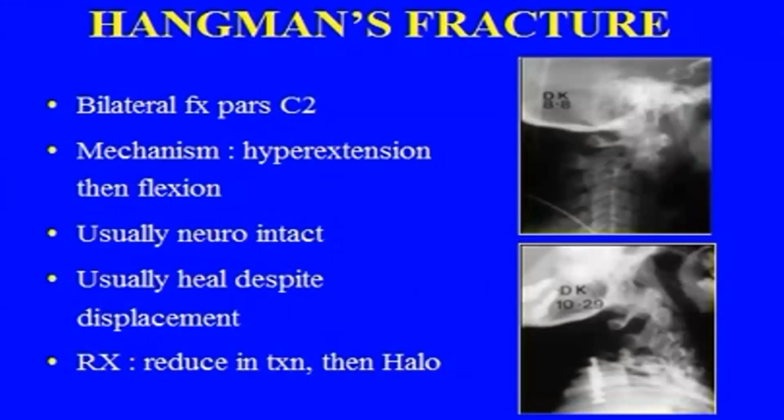Bilateral fracture of the pars of C2 is known as hangman's fracture. It's a hyperextension followed by a flexion injury. Usually, the majority of these cases are neurologically intact. They usually heal despite displacement, and you should reduce the fracture and then apply a halo.